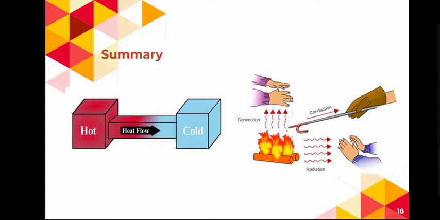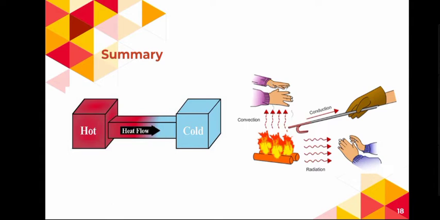The heat flows from a body at a higher temperature to a body at a lower temperature. There are three ways in which heat can flow from one object to another. These are conduction, convection, and radiation. In solids, generally, the heat is transferred by conduction.